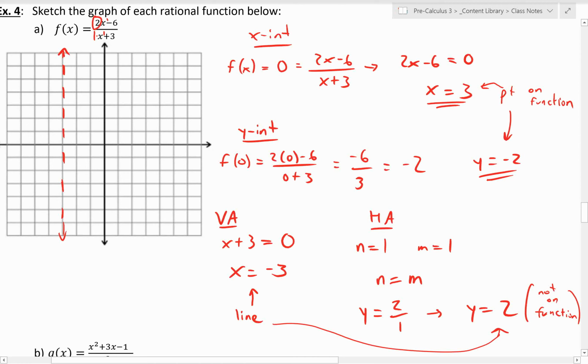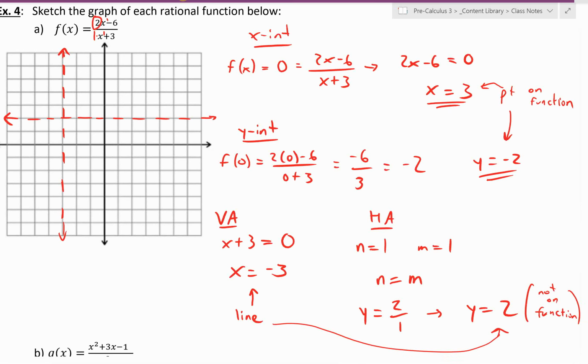So there's our vertical asymptote at x equals -3. We have a horizontal asymptote at y equals 2. So here's y equals 2. Again, we'll do a nice dashed line, this time horizontally for the horizontal asymptote. So there are our asymptotes.